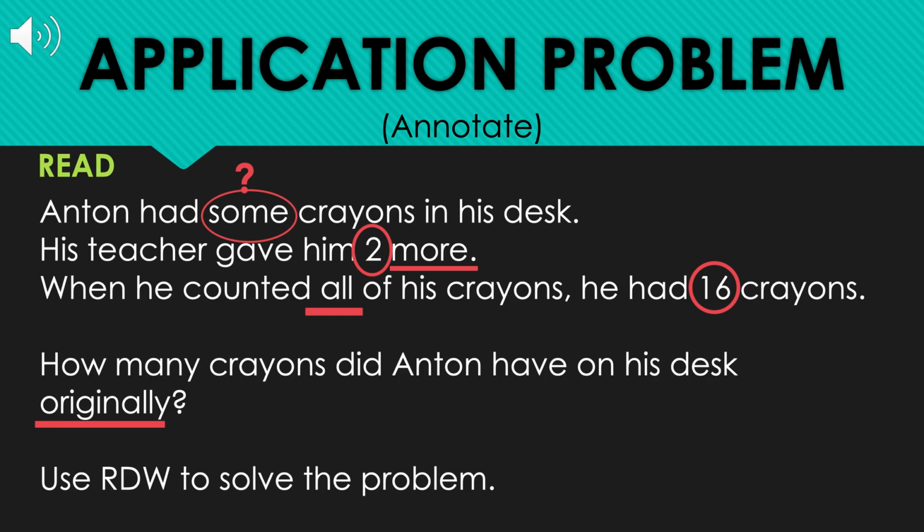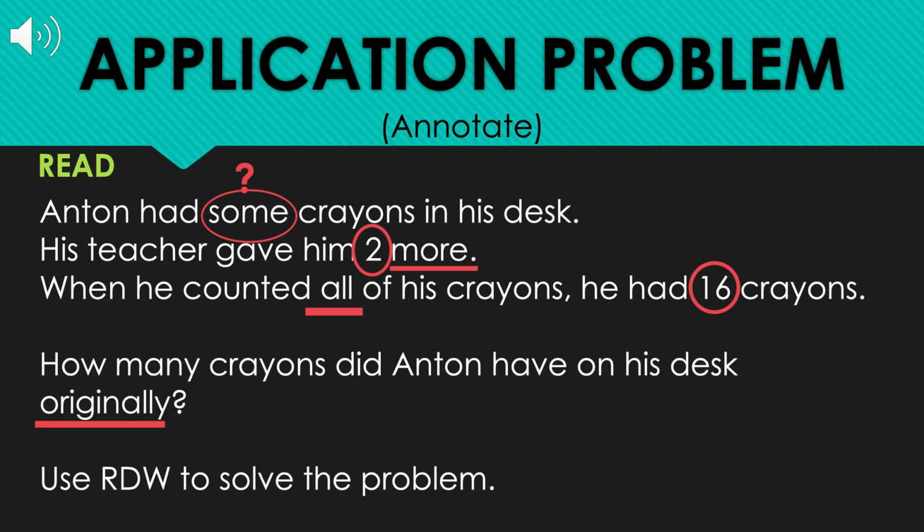When he counted all of his crayons, he had 16 crayons. I underlined all because that's that special word that lets me know I need to add. And I put a circle around 16 because they already gave me my sum. So now I know that I have a mystery number, the number 2, and a sum of 16. This is going to help me write my number sentence.